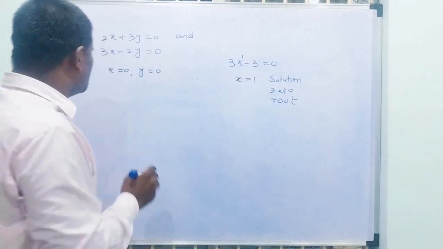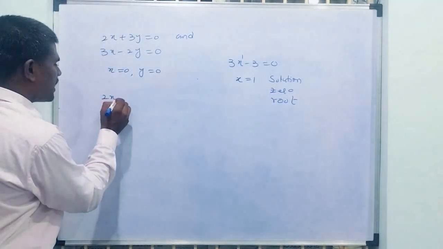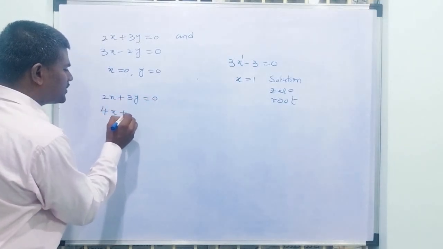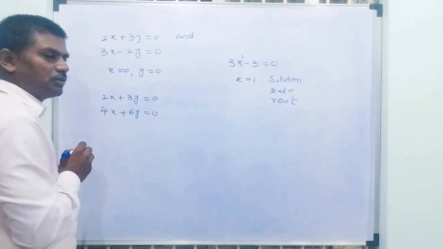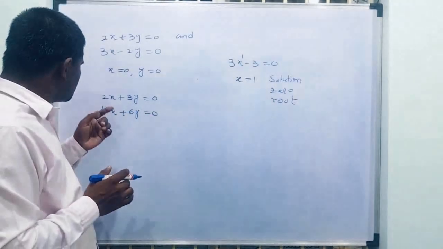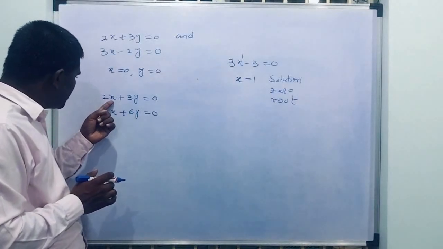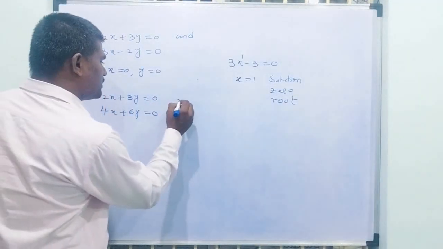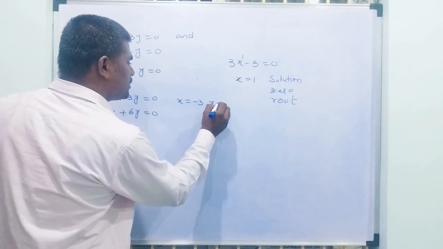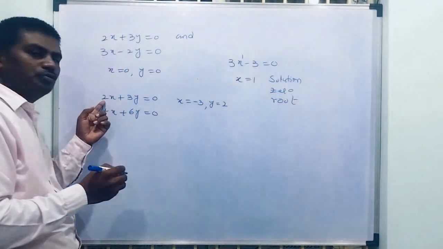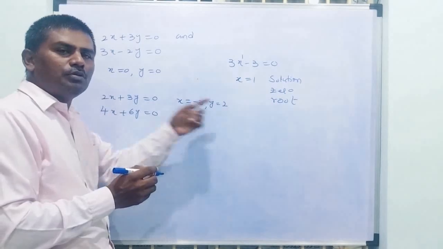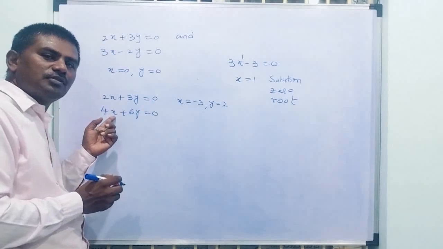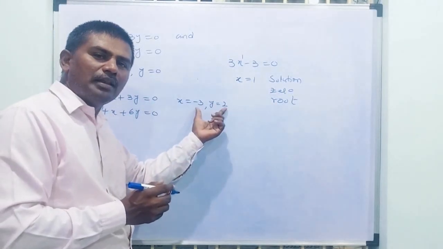system. Now you can notice two more equations I am giving you here. 2x plus 3y is equal to 0 and 4x plus 6y is equal to 0. Without much effort, you can understand that if you put x is equal to minus 3 and y is equal to 2, this equation will be satisfied. Minus 3 into 2 is minus 6, plus 3 into 2 is plus 6. Minus 6 plus 6 is equal to 0. Of course, the other equation is also satisfied by these two values.